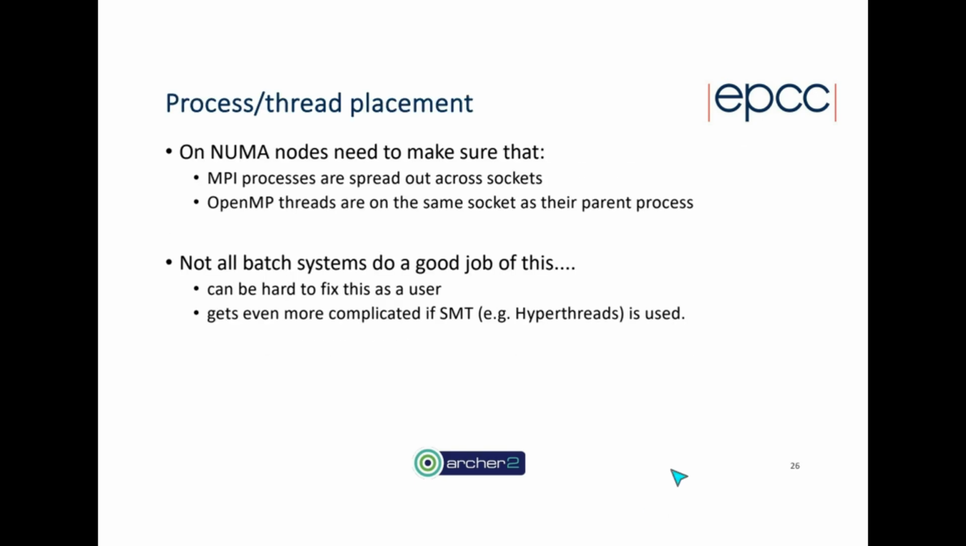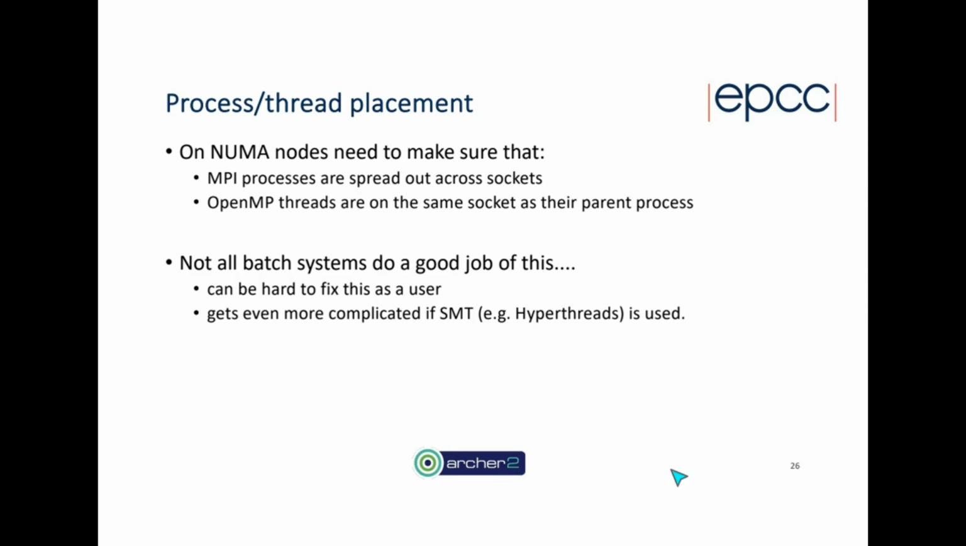Okay, so process and thread placement. If we have NUMA nodes, then we really want to make sure that our MPI processes are spread out across the sockets, across the NUMA domains, and the OpenMP threads are on the same NUMA domain as their parent process. On ARCHER2, Slurm is set up so that happens by default, and so usually you don't have to worry about it. But if you move to other machines, that's not necessarily guaranteed.